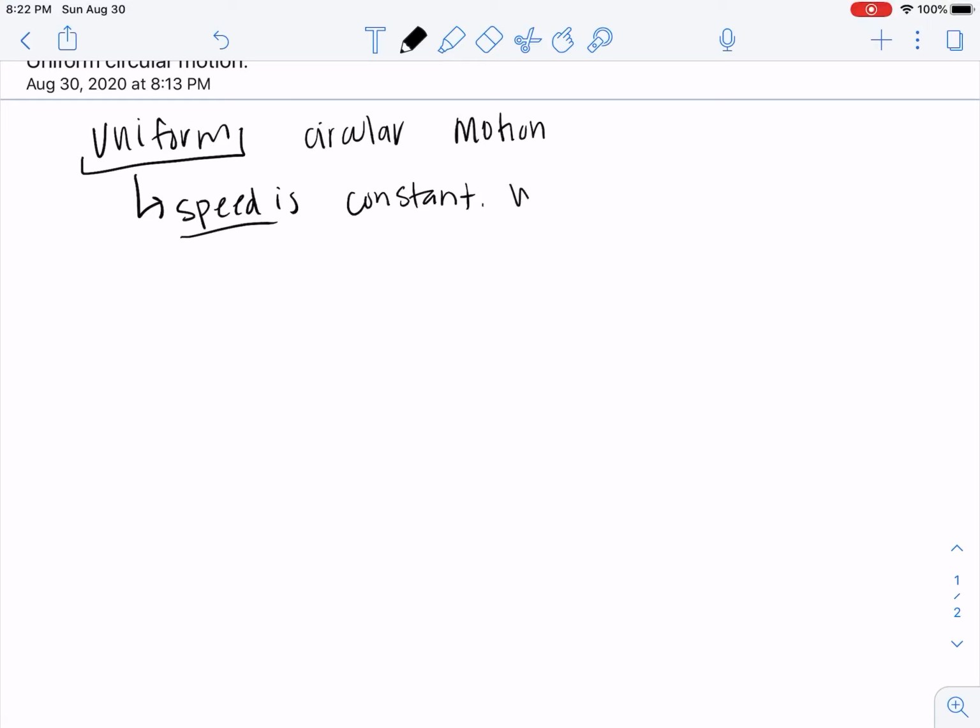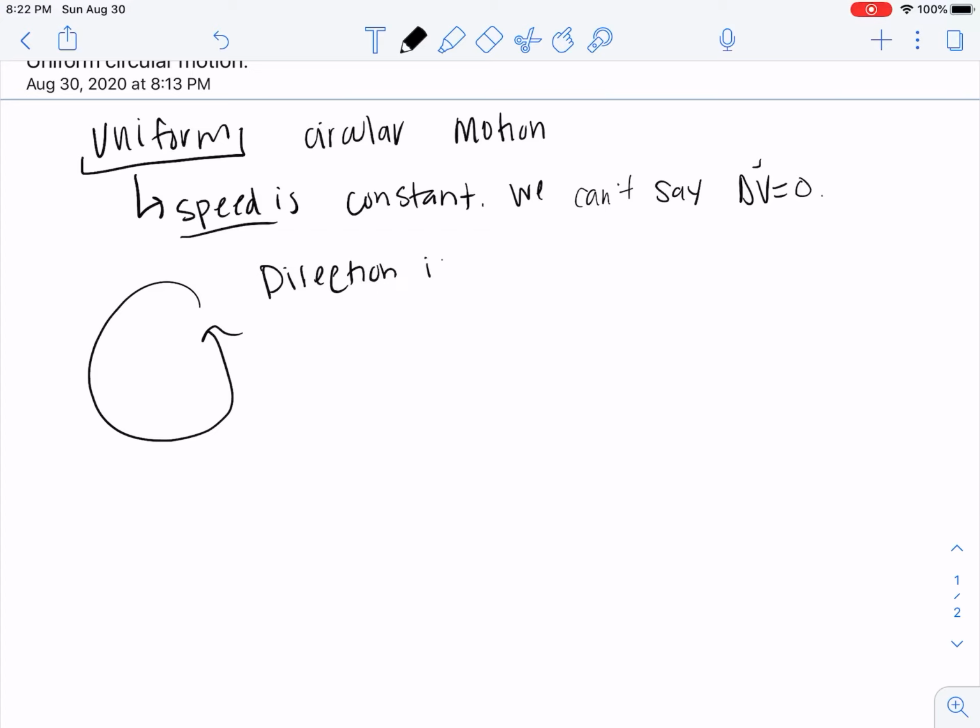can't say that delta v equals 0, because we know that velocity is actually a vector, and if we are moving in a circular motion, direction is always changing. And if direction is always changing, then of course there is a delta v, and there is an acceleration.